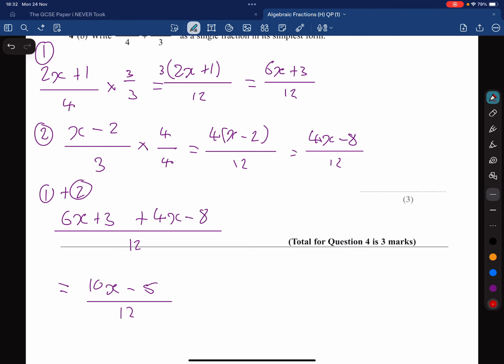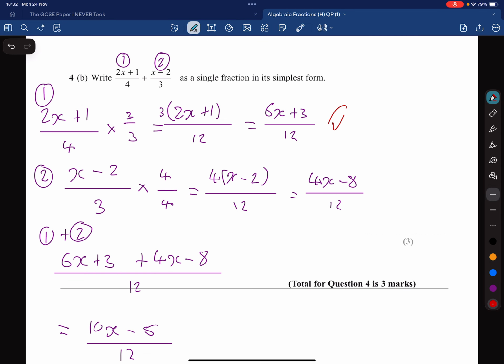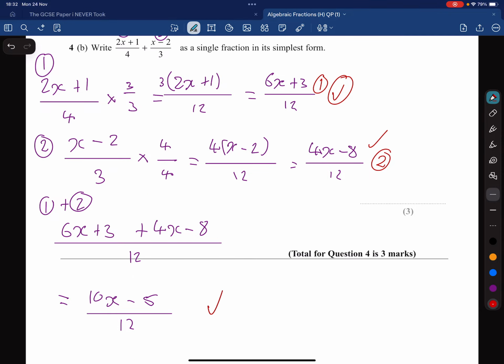Again, if we go through the marks, there'll be 1 mark for creating the common denominator for the first fraction. The second mark would be for creating the common denominator for the second fraction, and then the third mark, of course, for getting the right answer. Cool.